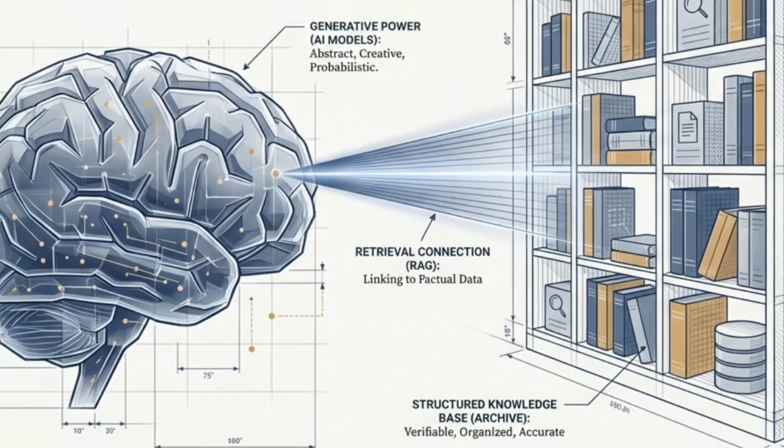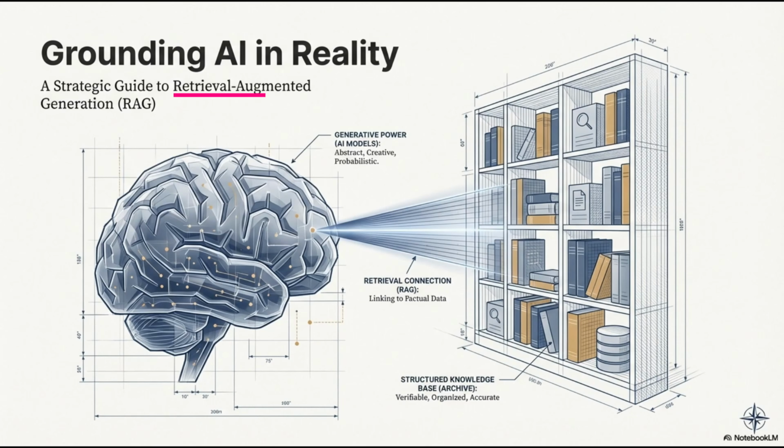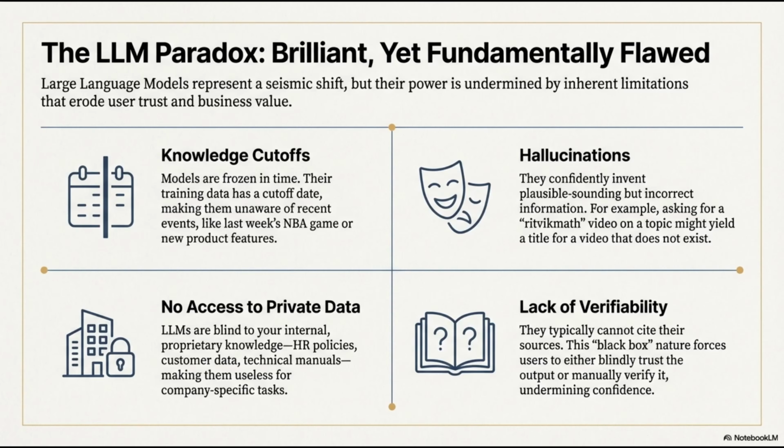So in this video, we are trying to break down RAG, which is called Retrieval Augmented Generation, not graph. It's a generation, and show you how to stop your AI from guessing and start getting it to actually know things. Here's the problem we are facing.